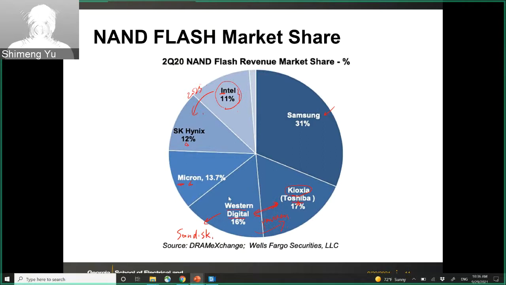So you see the consolidation is happening in the industry as well. By 2025, that means probably only 4 players: Samsung, Western Digital, Micron, and SK Hynix, and that's it.